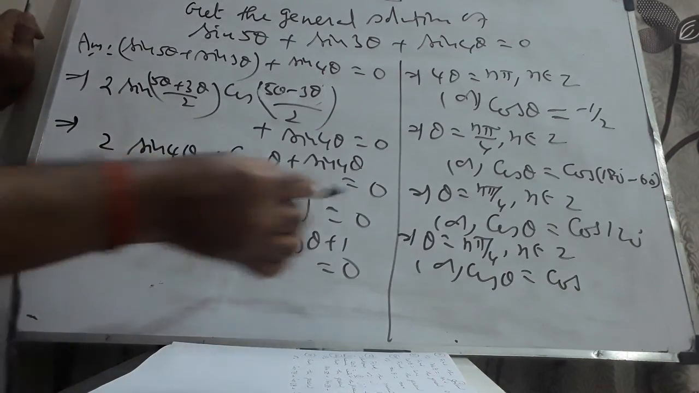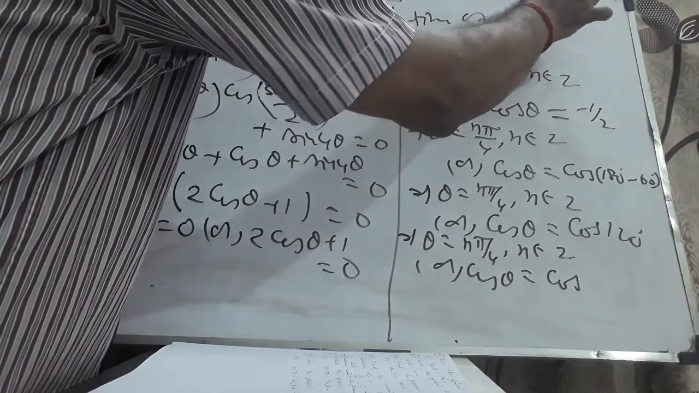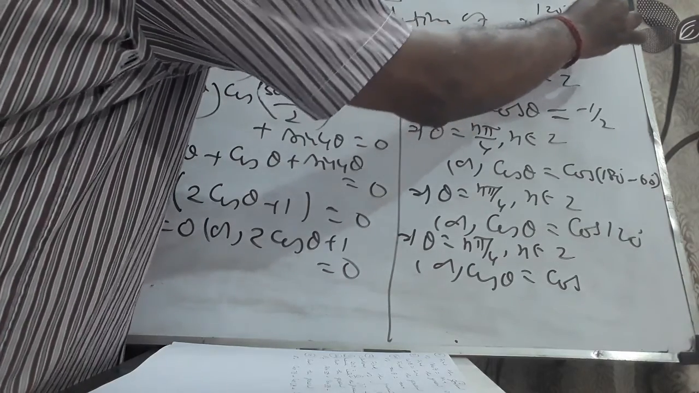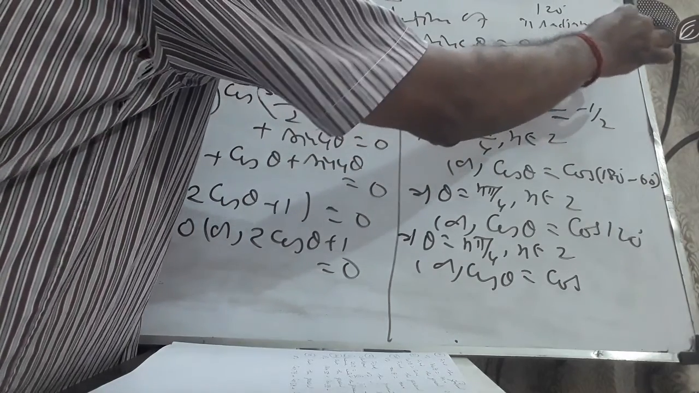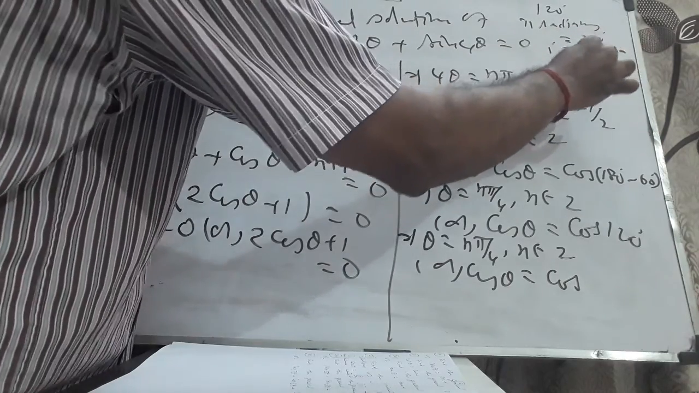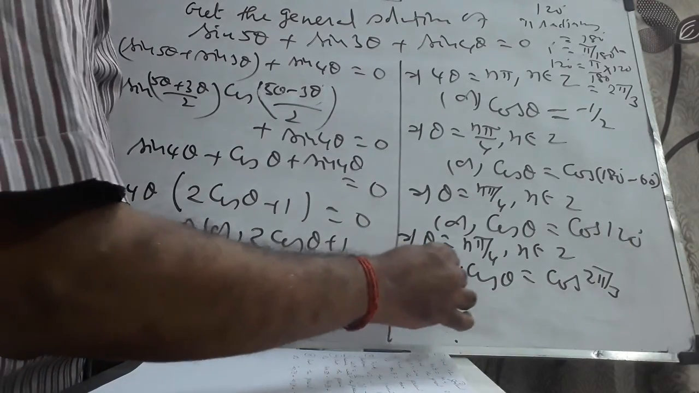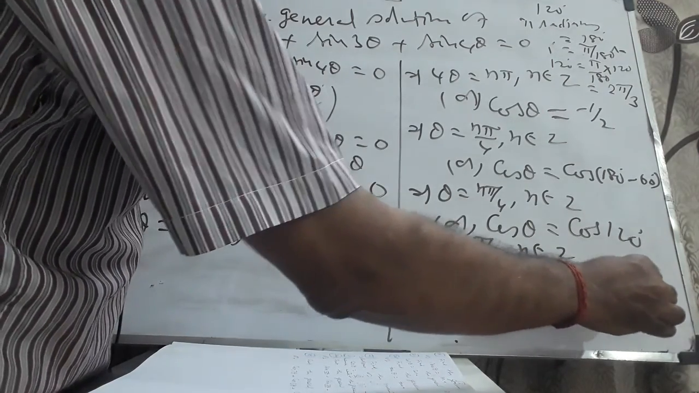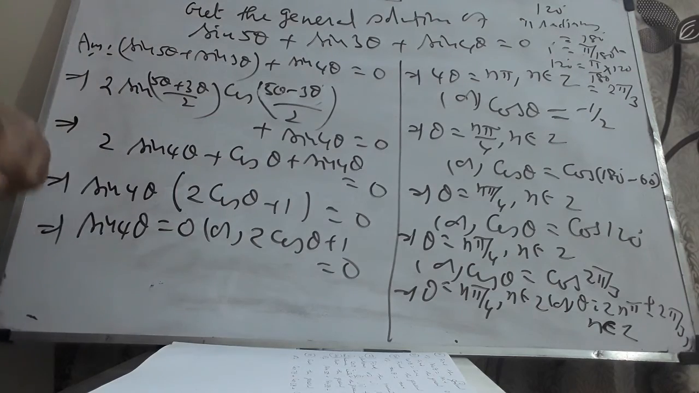cos, in terms of 120 degrees. How do you identify? Pi radians equal to 180 degrees. Therefore 1 degree is pi by 180 radians. Therefore 120 degrees is pi by 180 into 120. How do you write this? 2 pi by 3. I'll write this as 2 pi by 3. Okay. Therefore theta is n pi by 4, n element of Z, or I end up with theta is 2n pi plus or minus 2 pi by 3, n element of Z. These are the two values ultimately, finally.